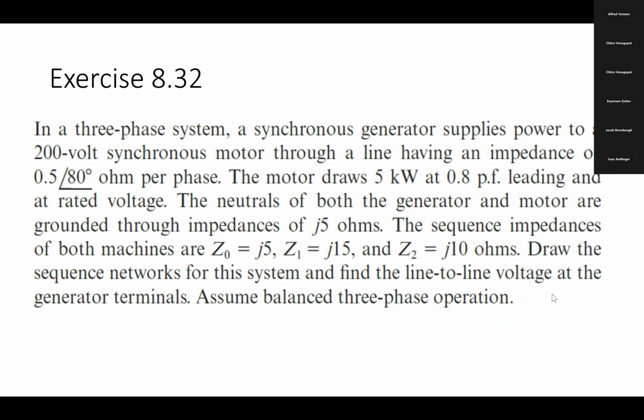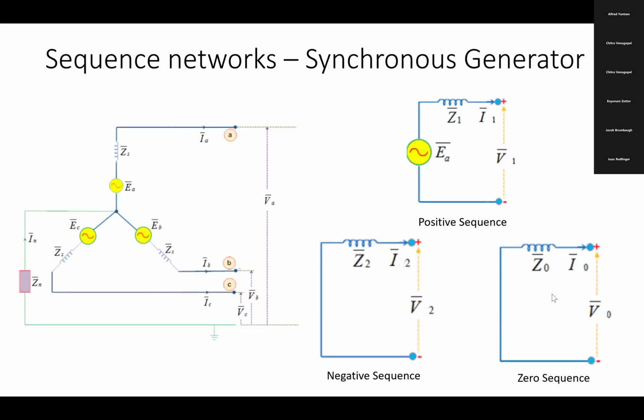Find the line-to-line voltage at the ground terminals. Assume a balanced three-phase operation. Okay. So this is what we are looking at. Synchronous generator. There is a line impedance and the synchronous load. Okay. So take a generator. These are the rules, right? For the generator, I just draw the rules for the generator.